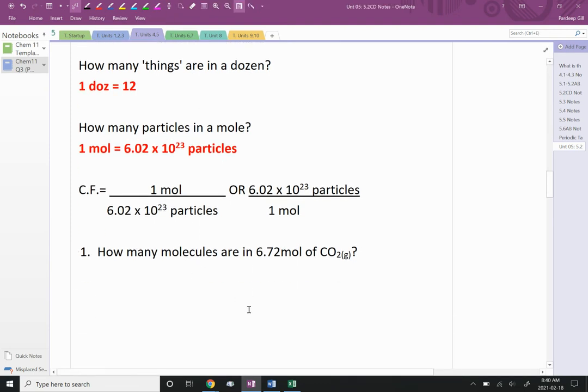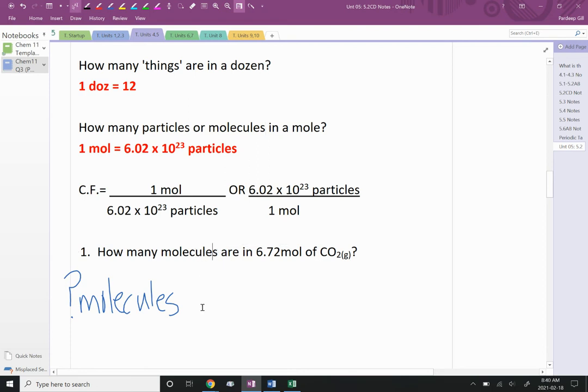So let's go ahead and try this. How many molecules are in 6.72 moles of CO2? So we're trying to figure out, I'm just going to make a quick addition here. You can say particles or molecules.